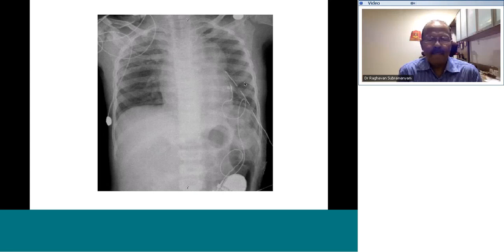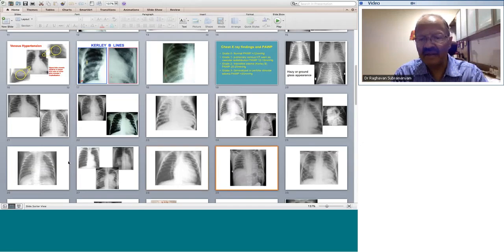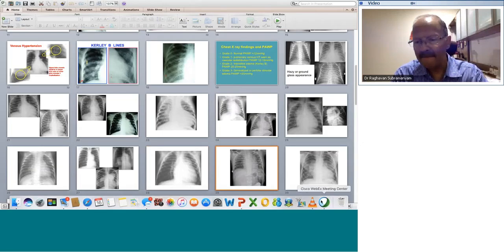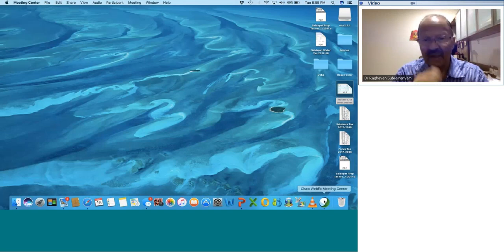Okay, who wants to interpret this X-ray? Now, when I want to go to your chat session, I need to go off the picture, I think. I'm not able to see the chat when I have the picture on. Okay, who wants to interpret this X-ray?